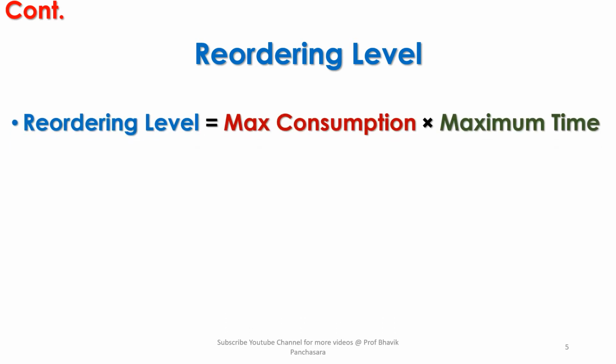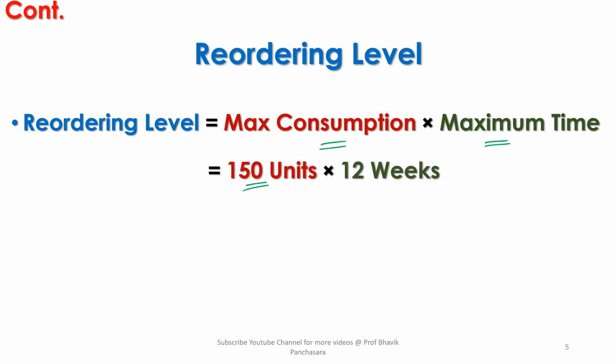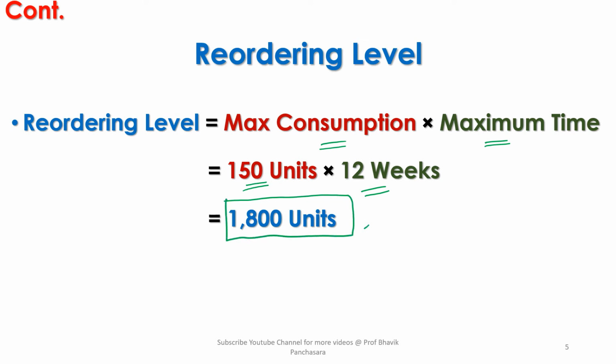After that, we will start with the main answer, in which the first point is calculation of reordering level. Formula is maximum consumption into maximum time. So here maximum consumption is 150 units, maximum time is 12 weeks. So by multiplying these two, we will get our reordering level, that is 1800 units.